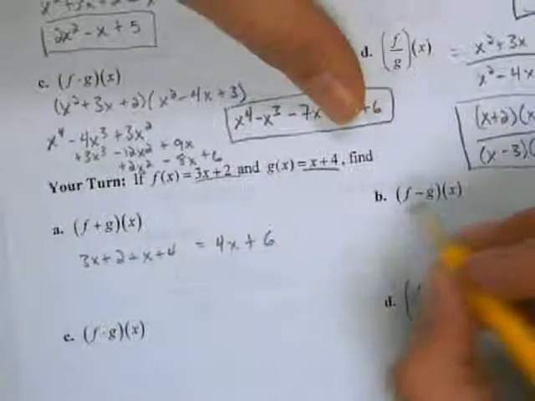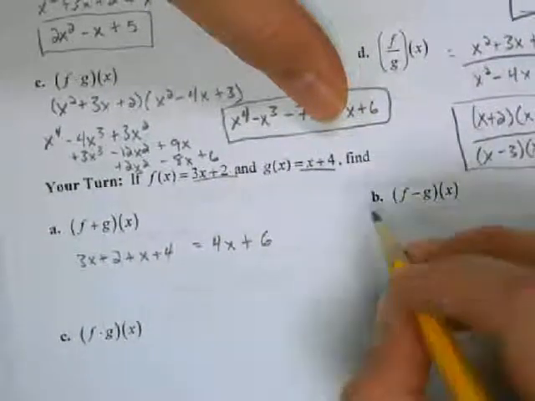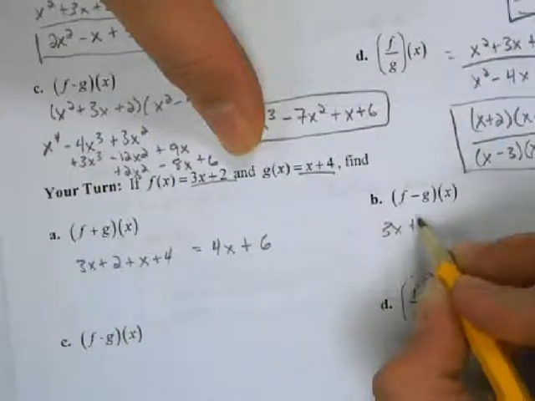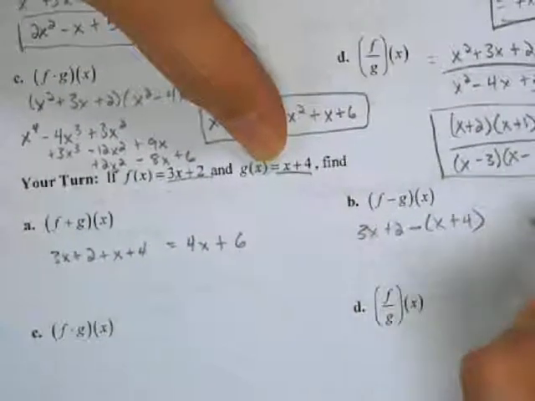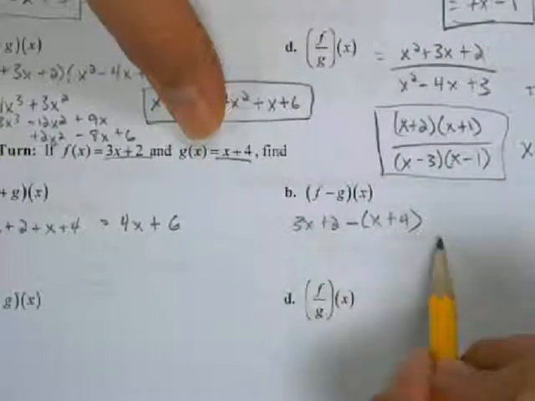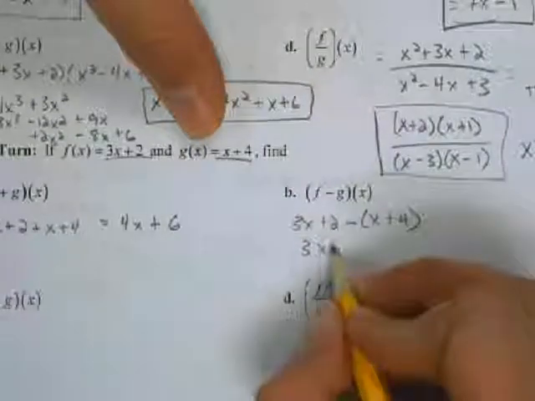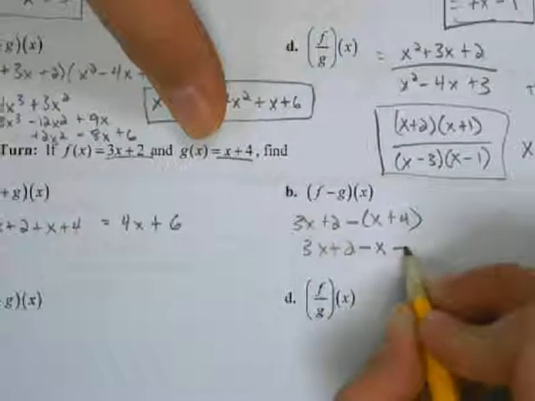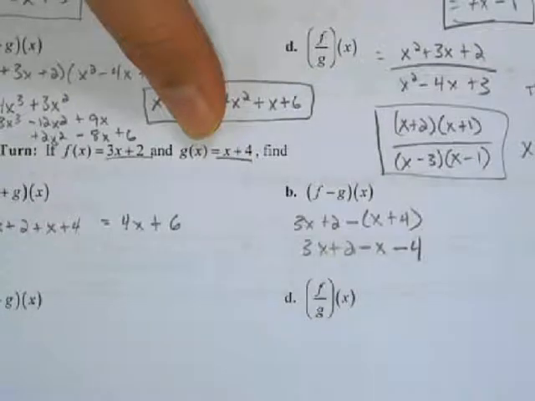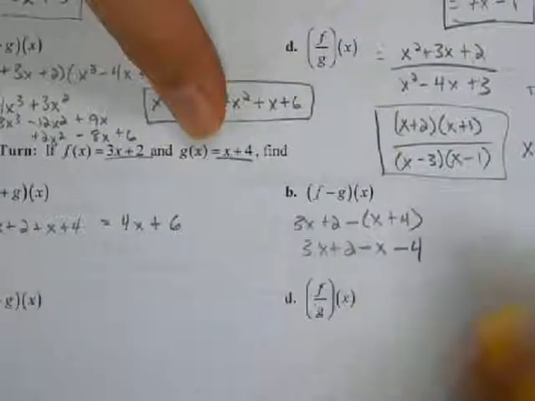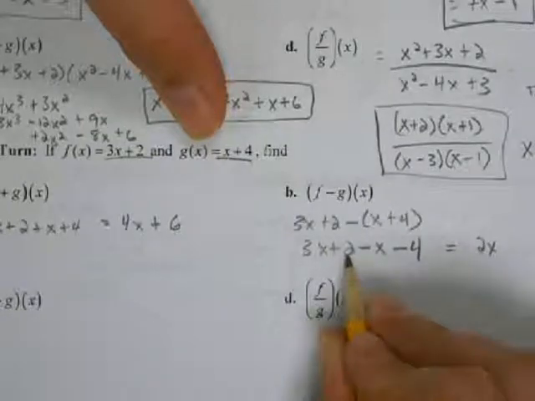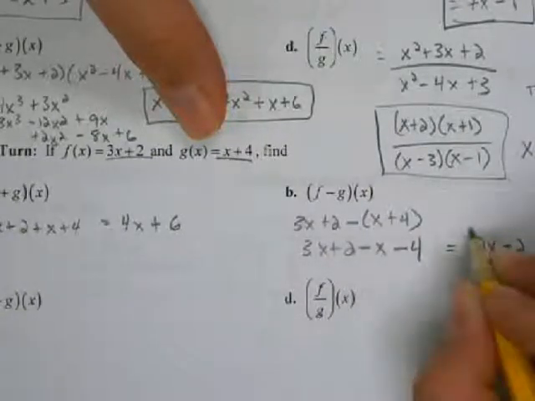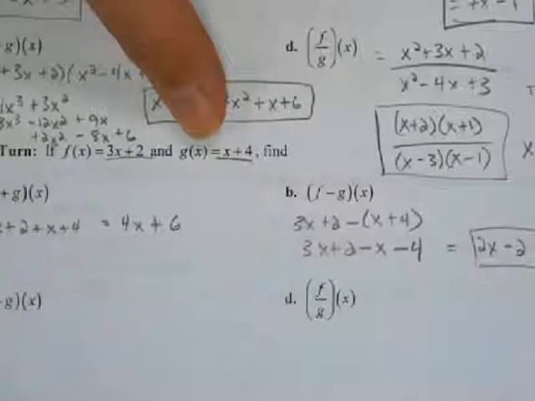Here, the biggest part is to make sure I distribute that negative. So 3x plus 2 minus x plus 4. I'm subtracting that whole thing, not just the x, but the whole thing. So I get 3x plus 2 minus x minus 4. Now combine like terms. 3x minus x is 2x, and 2 minus 4 is negative 2. So 2x minus 2, that's my answer there.